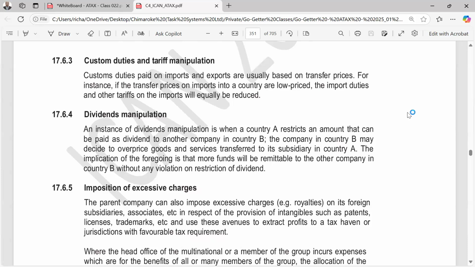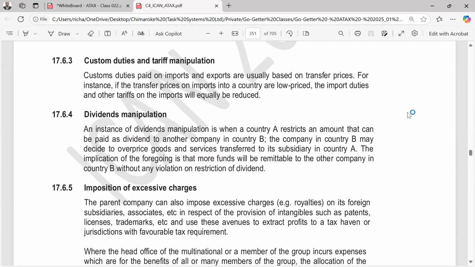So country A is restricting the amount. Say you cannot pay more than $1 million to country B. The company in country B may decide to overprice their goods and services which they are selling to A. The implication of this is that more funds will be remittable to the other country in B without violating any restriction on dividends. So you have restricted the amount that you want to pay as dividends in B.